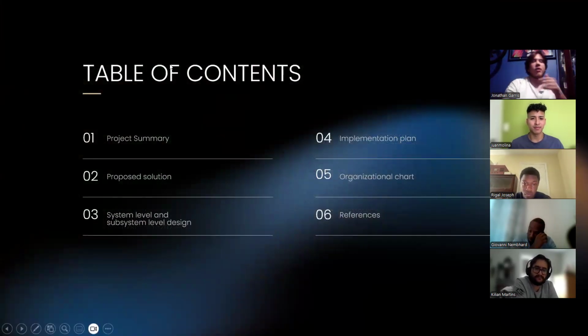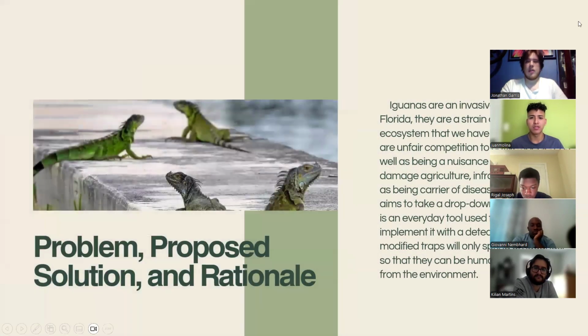So, for the table of contents, we're going to be discussing our project summary, our proposed solution to our issue, the system level design, the implementation plan, the organizational chart, and finally our references.